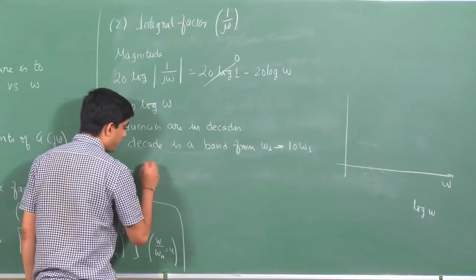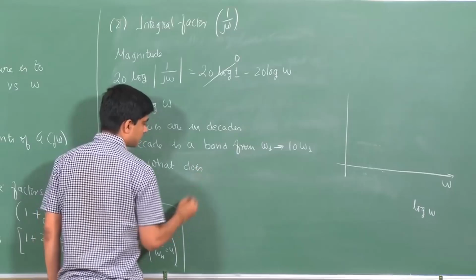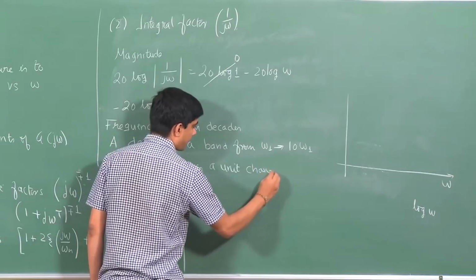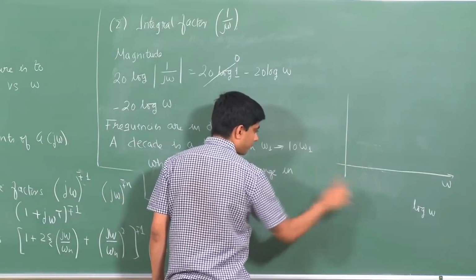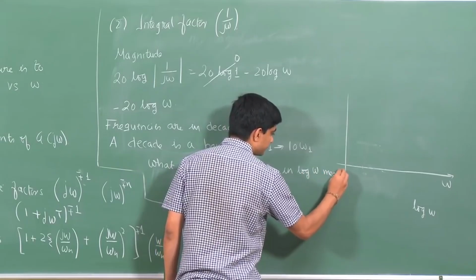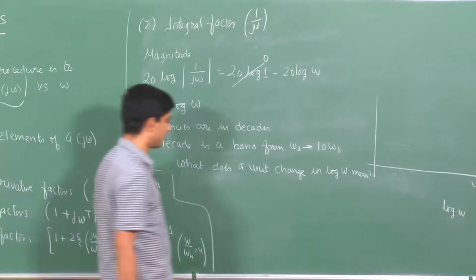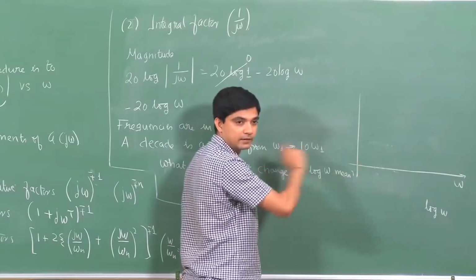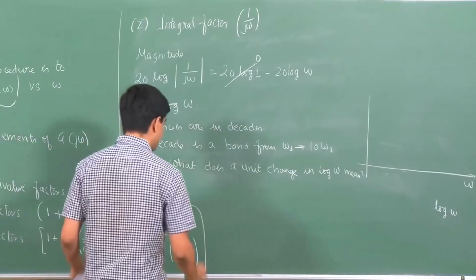Okay, now what does a unit change in not omega, we are looking at log omega, mean? Again, if we draw in the standard xy plane, if we talk of distances and time, so 1 unit change would mean 1 second, 1 minute, that is what we write here, right? Time in seconds, distance in meters, and so on. So what does a unit change in log omega mean?